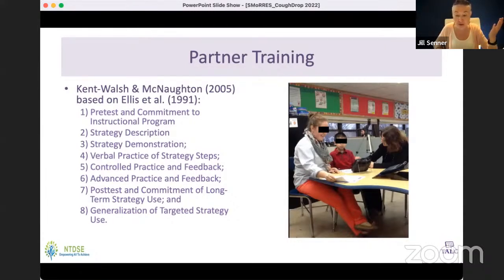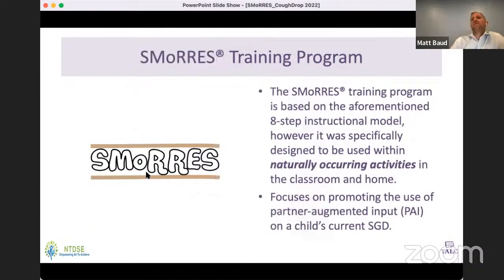So for example, the Impact Program really focuses on facilitating communication by asking questions during storybook reading. And the S'mores training program is based on that aforementioned 8-step instructional model. However, it's specifically designed to be used within those naturally occurring activities in the classroom and at home. So we're not just focusing on one activity. We're not changing the routine of the classroom, right? And that's the big piece.